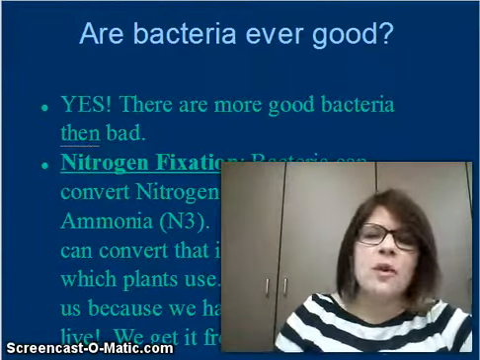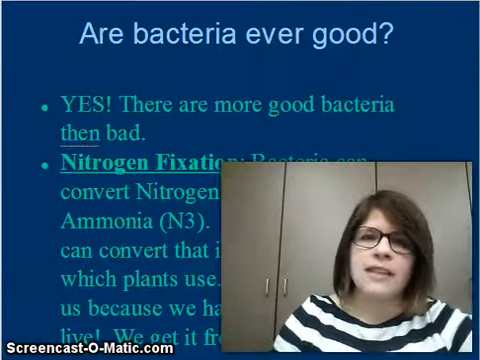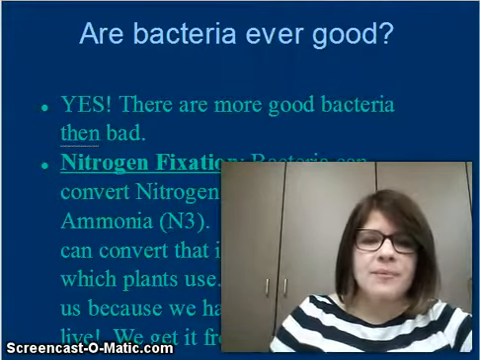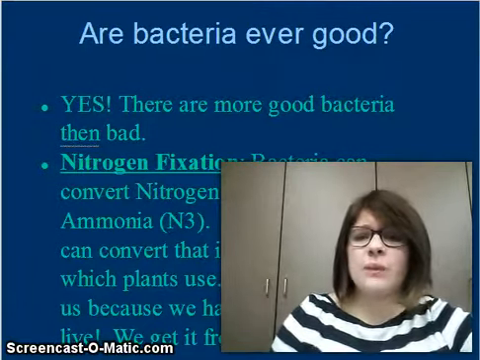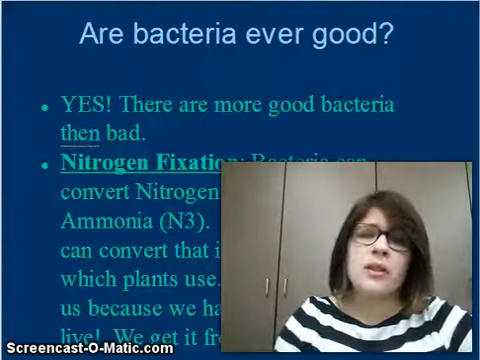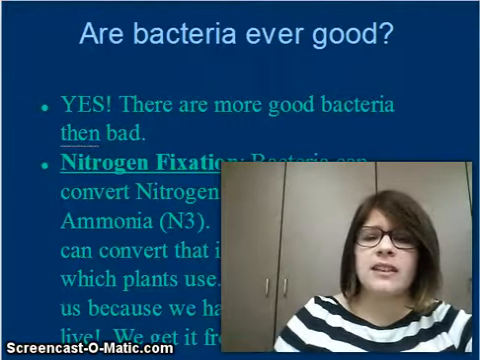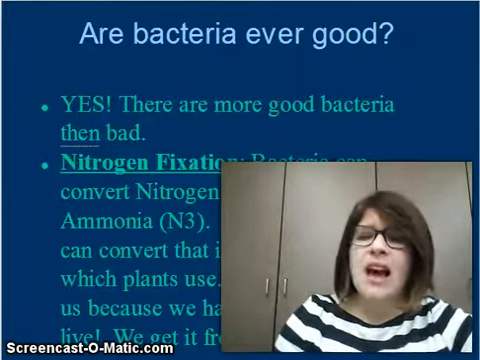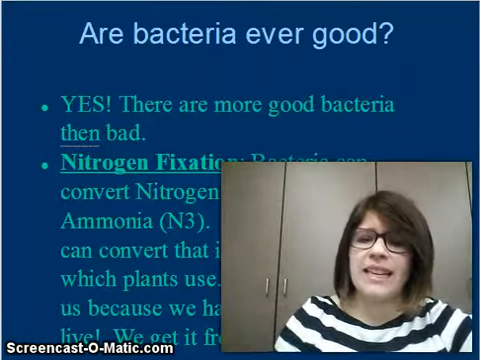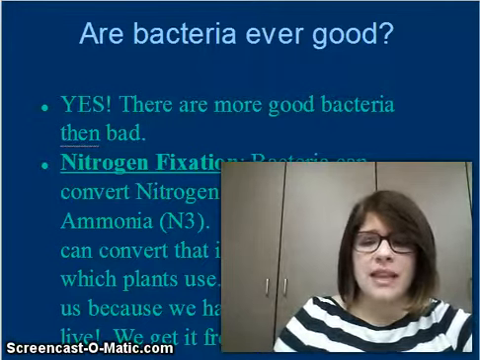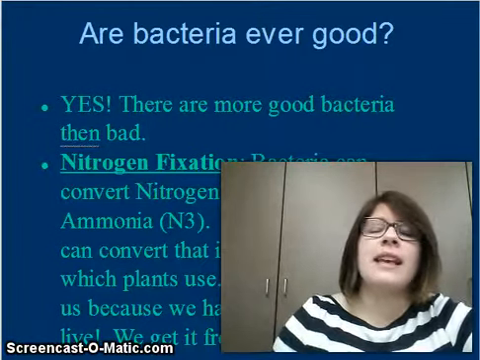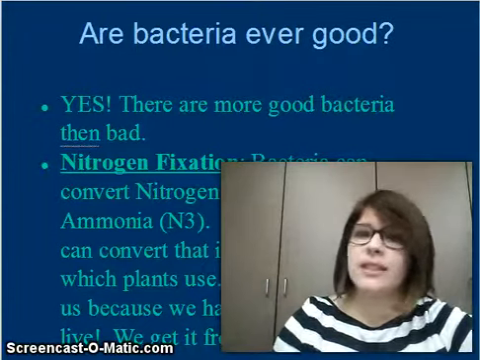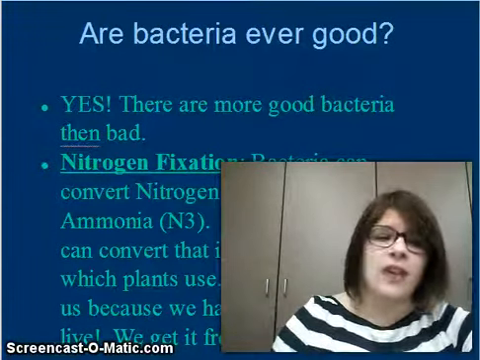Now, are bacteria good? Yes. There are more good bacteria than bad. Now, bacteria get a bad rap because they're what make us sick. But without these, we wouldn't have nitrogen fixation. And remember the nitrogen cycle? Bacteria can convert nitrogen gas into ammonia, and then other bacteria convert ammonia into nitrate, which we use in our plants. So this is very important. If we don't have nitrogen, we don't have amino acids. Without amino acids, we don't have protein, and without protein, we cannot survive.